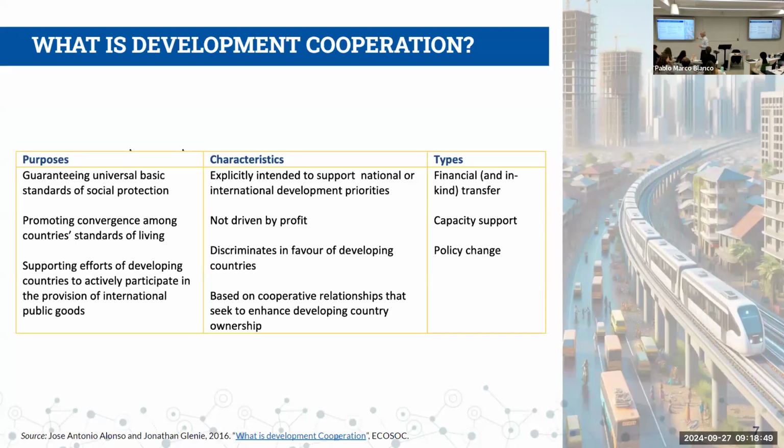It shouldn't be driven by profit. There is discrimination in favor of the developing countries, and it is based on cooperation. If we look at the different types, the three most important are financial, capacity and technical support, and policy change. This is what we have been understanding as international development cooperation for the last 50, eventually 60 years.